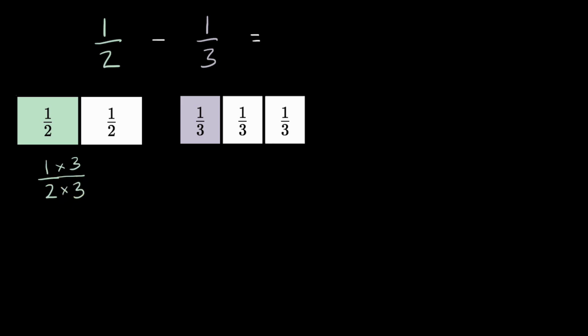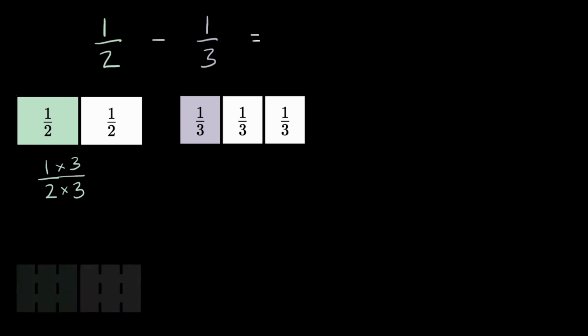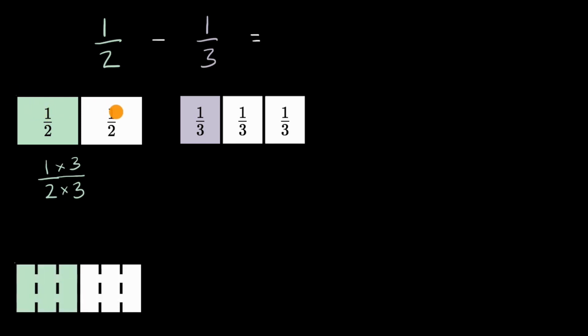And you can visualize what that looks like. If you take each of these 2 equal sections and turn them into 3 equal sections, then you're going to have a total of 6 equal sections, or sixths, 2 times 3 in the denominator. And the part that was shaded in green, which was just one of those sections, is now 3 times as many sections.